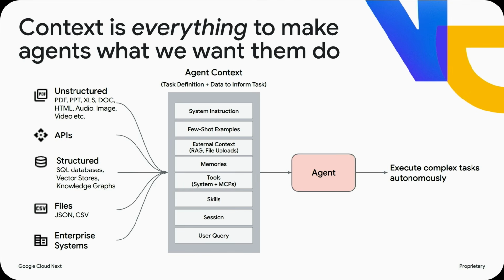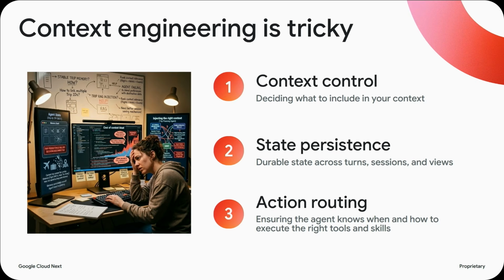So in addition to prompt engineering, we need to be adept at what's called context engineering. And context is quite literally everything that we need to make agents do what we want them to do or be what we want them to be. It not only defines the task, but it also defines the data available to inform that task. And this allows the agent to go from simple task execution to more complex, robust task execution that is all autonomously conducted. However, it's not that simple.